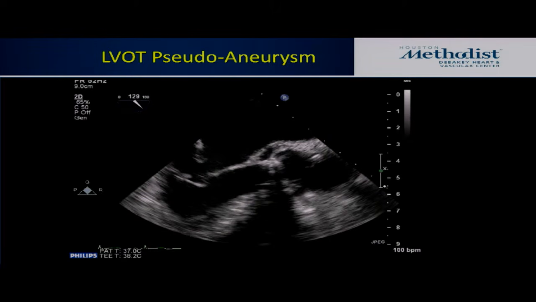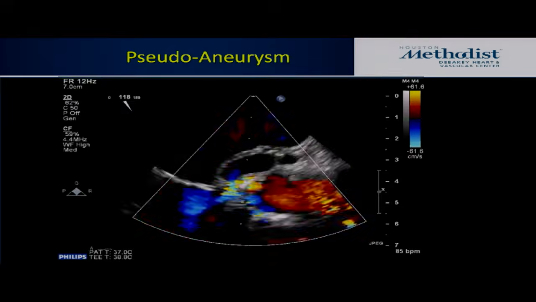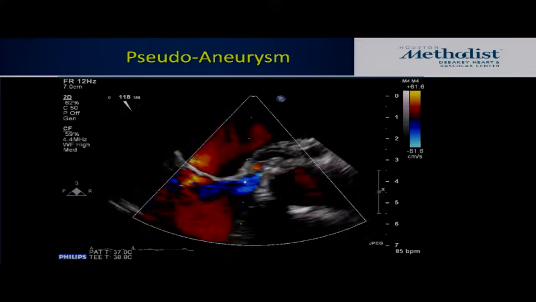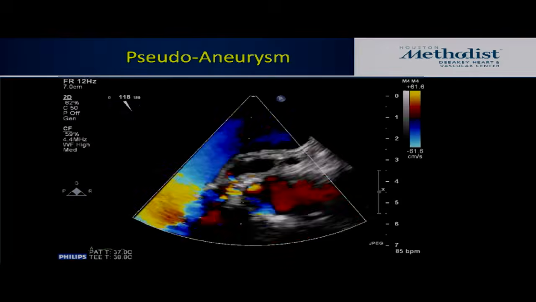And then go forward. Okay, you add the color, you can see the pulse and the flow is back and forth through the LVOT, so that's a disruption of the intervalvular fibrosa.